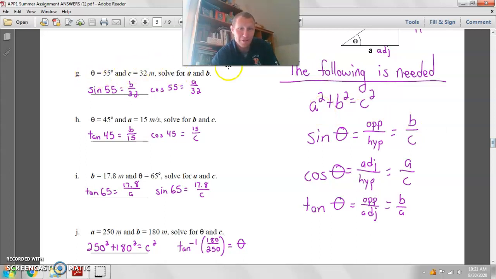So notice as they gave me information, I go, okay, I have the angle and I have c. So if I have the angle and I have c, I can find b. If I have the angle and I have b and c, I can find a, etc. So you got to play the game of which one of these do you need to use.